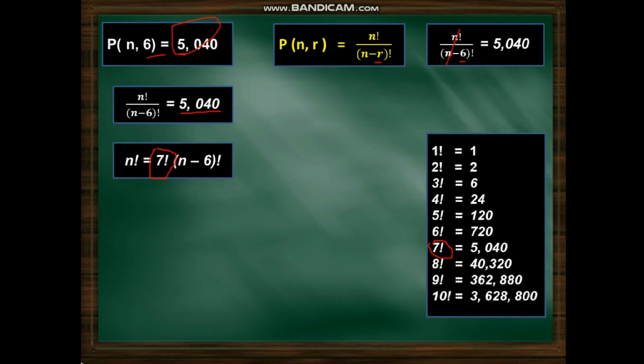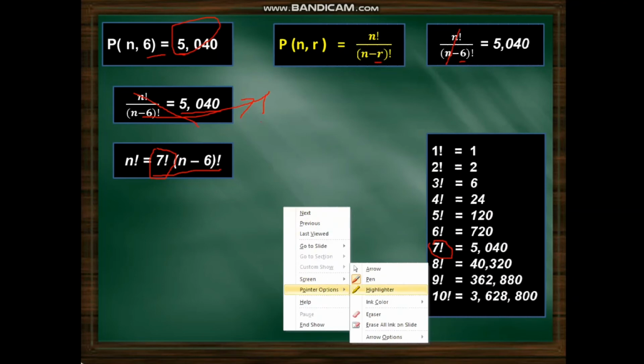Ibig sabihin nun, this will become 7 factorial. Then, multiply po natin. 7 factorial times n minus 6 factorial, ito po ang kinalabasan po nun. Then, we just copy n factorial sa baba. Ganun po ang kanyang magiging unang hakbang natin.